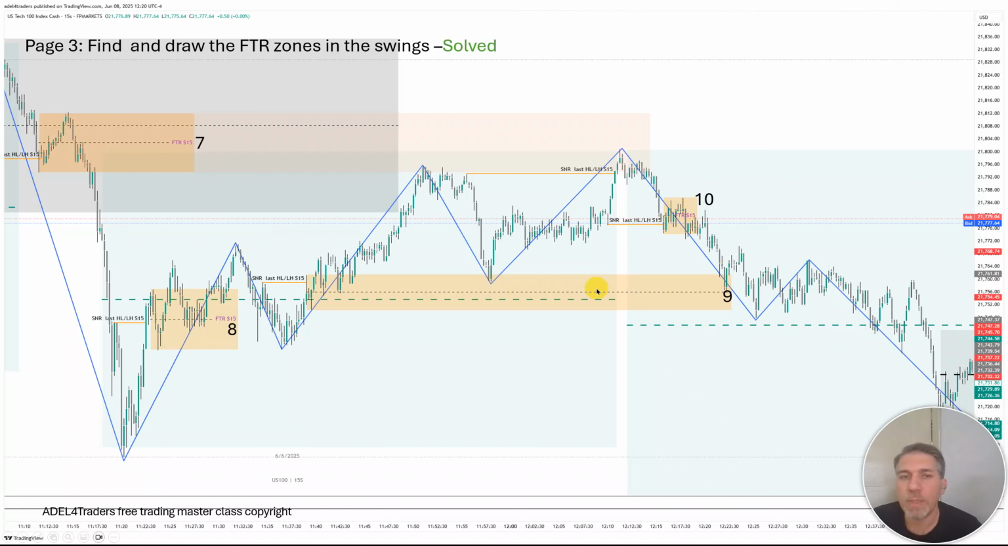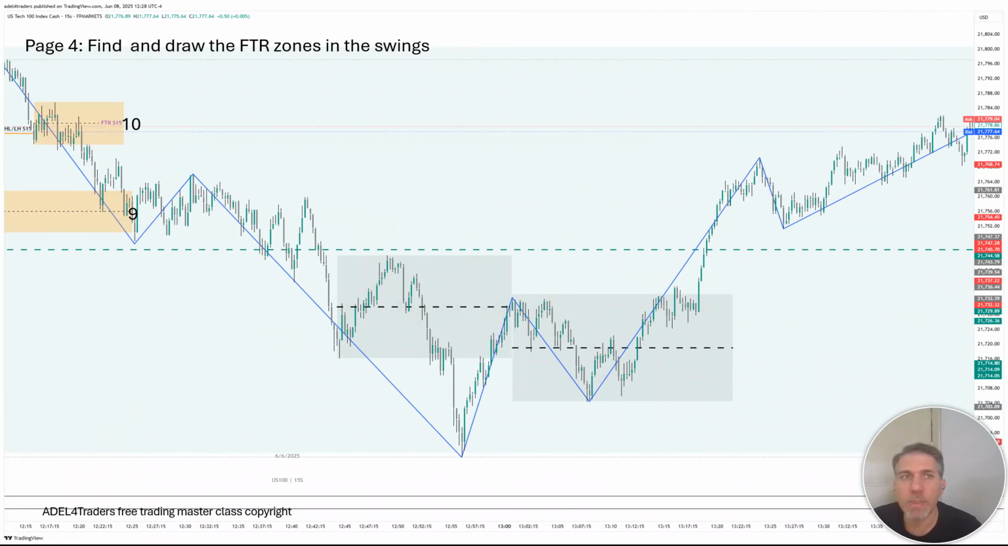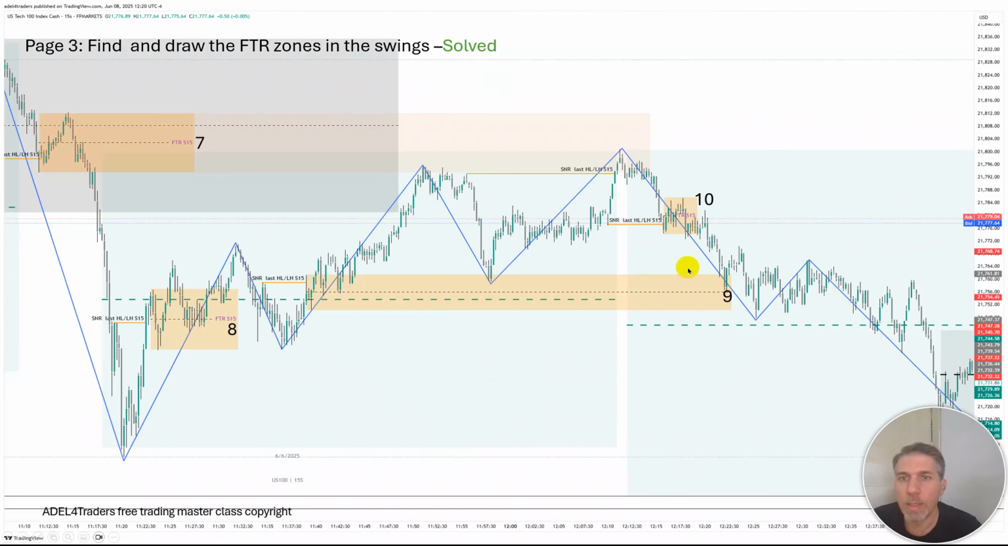So here, this is our 9-1 FTR. You can see the reaction here, even here, okay, even here, okay. So multiple places. And this is our 10th one. Let's go to the other slide. This is page 4. And if you see this one, these ones are the ones here, okay.